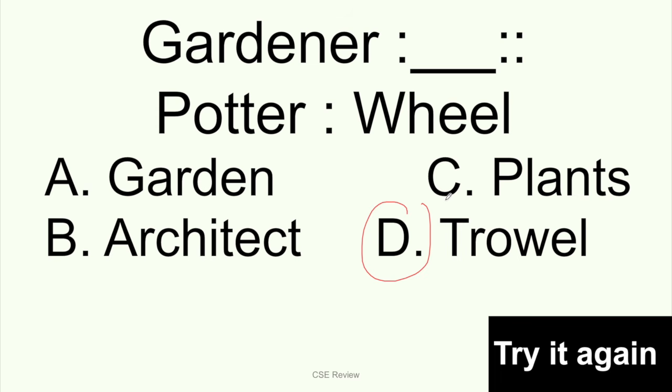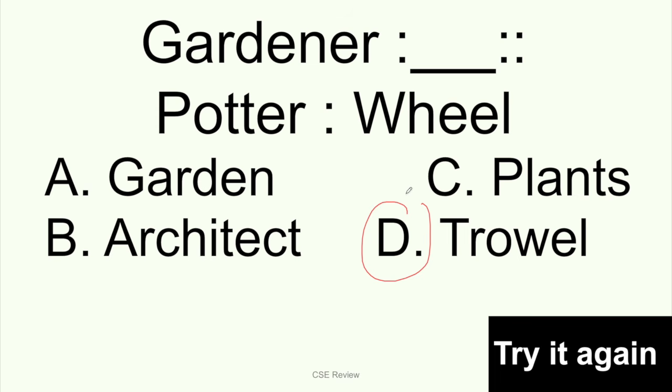Kasi ang trowel, gamit talaga ng gardener. Ang wheel, gamit talaga ng potter sa kanyang paggawa ng pots. Ang trowel, ginamit ng gardener sa paggawa niya ng garden. Pero ang garden, okay, hindi necessarily the same as the wheel kasi ang wheel is not the place of work. It's something that a potter uses.